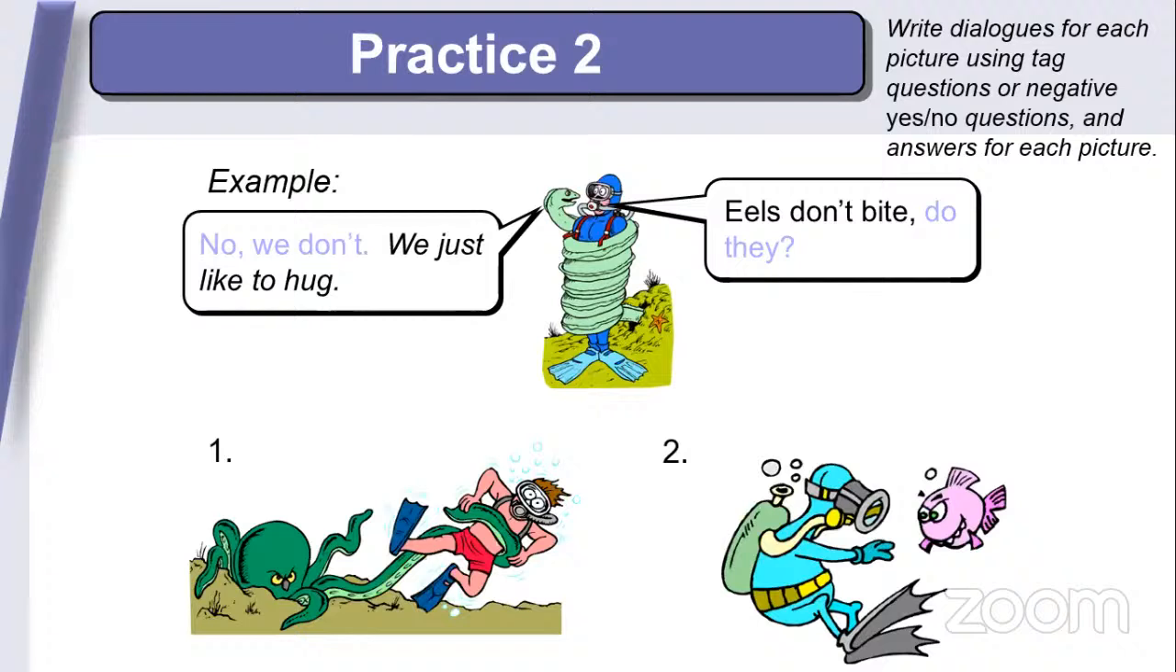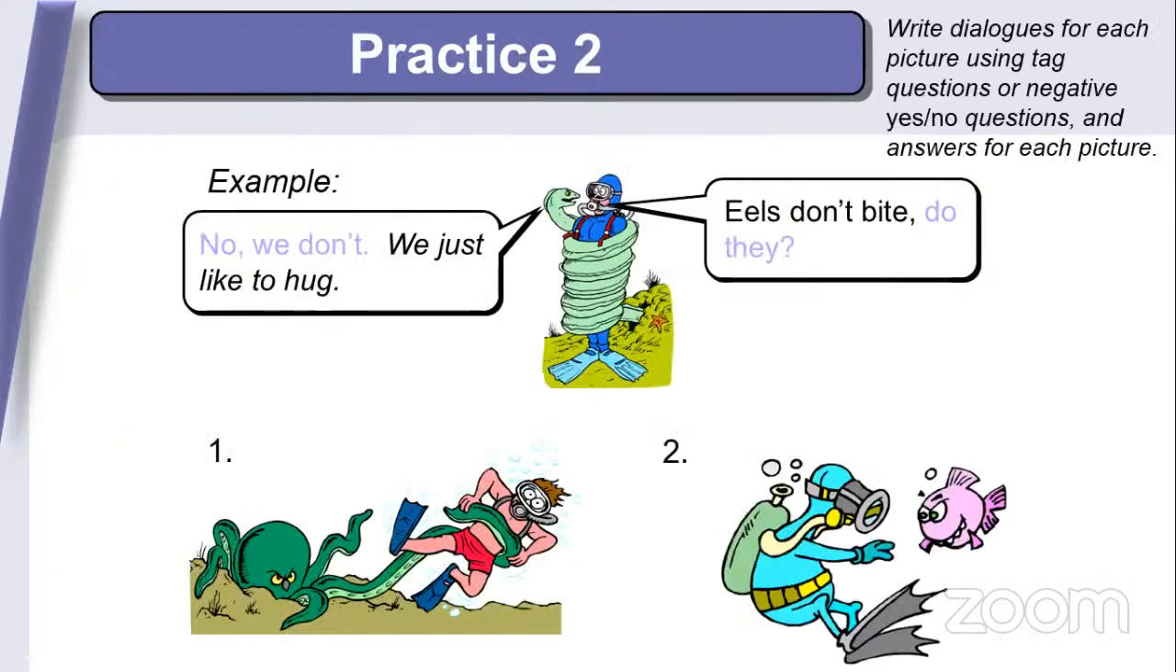Okay, that's an example, but you have to write dialogues for each picture using tag questions or negative yes/no questions and answers for each picture. Please think about those two pictures and try to create a conversation. How do you think you can create some story for these two pictures? Think about that, please.